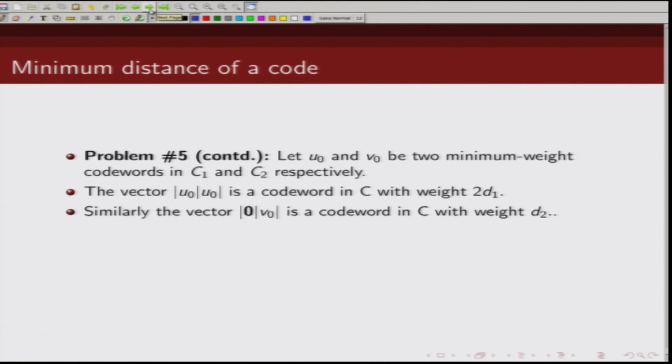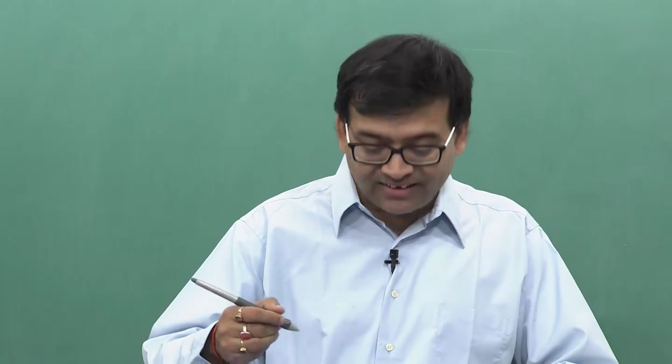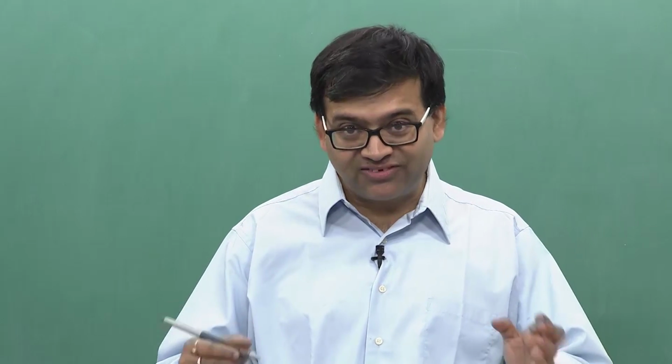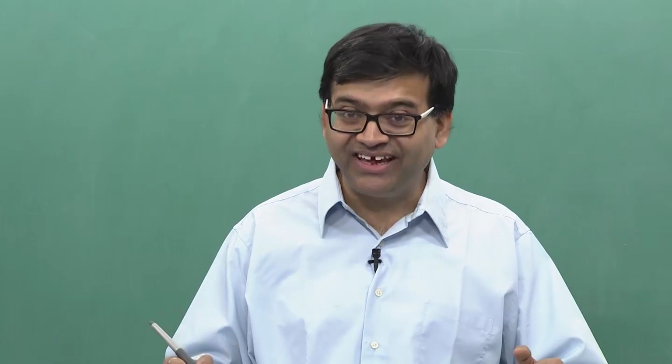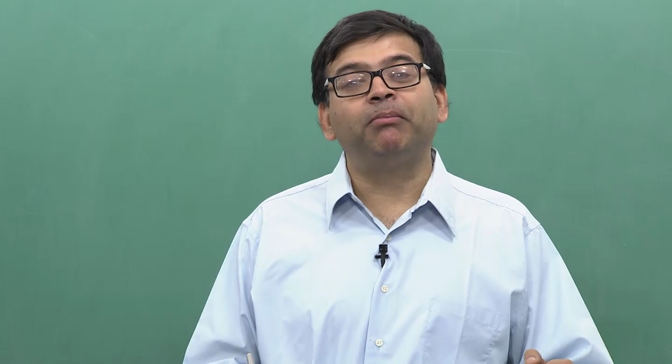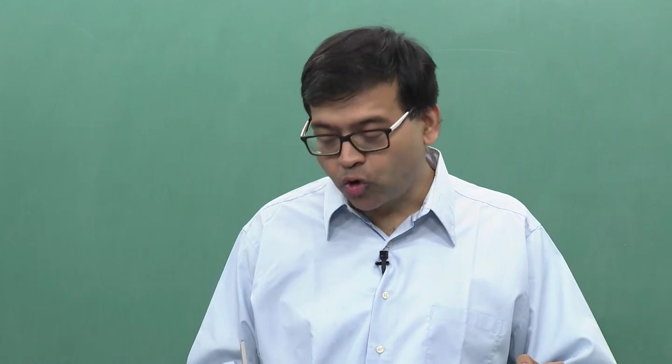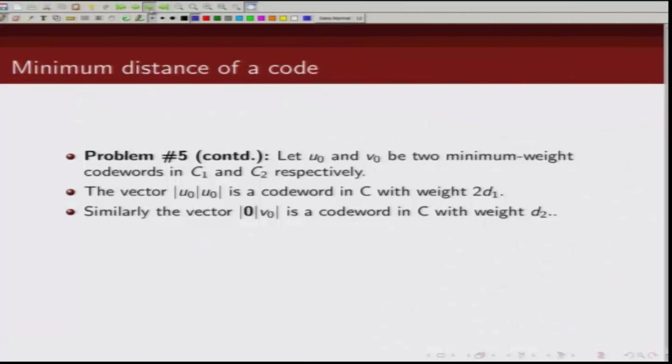Similarly, if we take U0 to be the all-zero code word, then what we get is the code word 0 and V0, whose minimum distance is D2. So, hence we have shown that the minimum distance of this new code C is indeed the minimum of 2D1 or D2. Okay. Thank you.